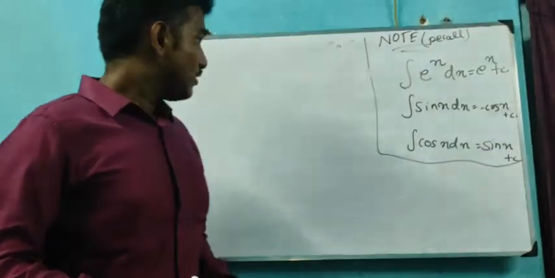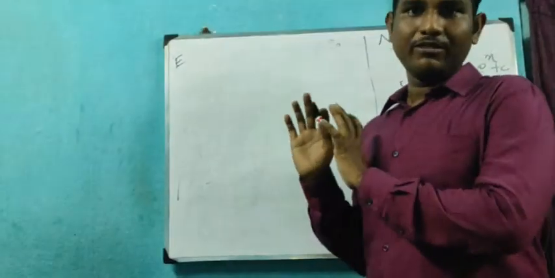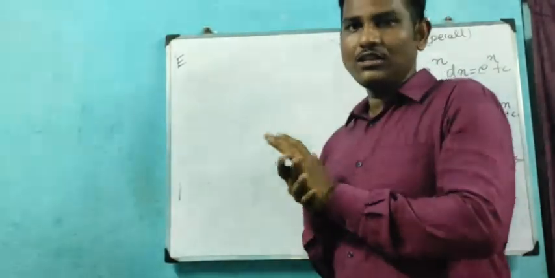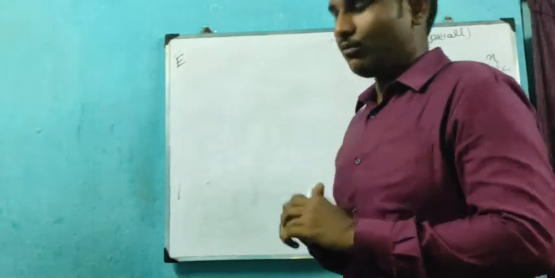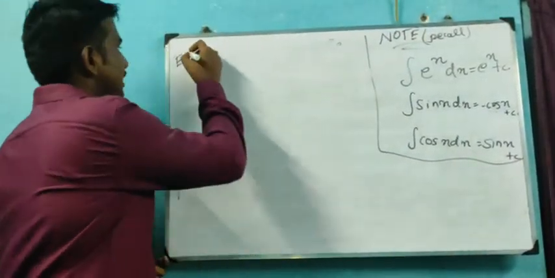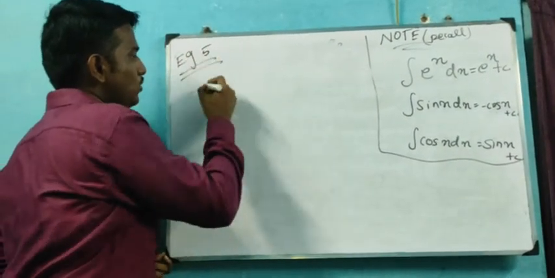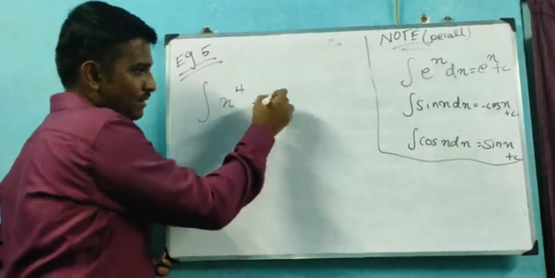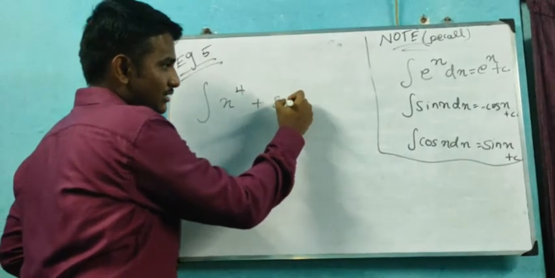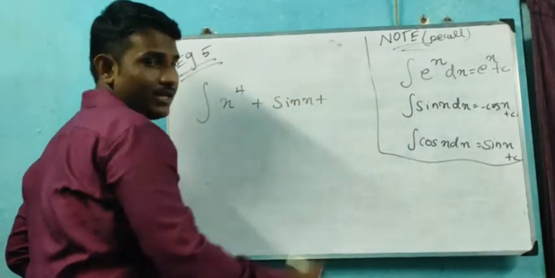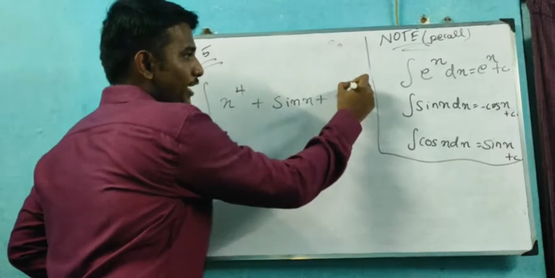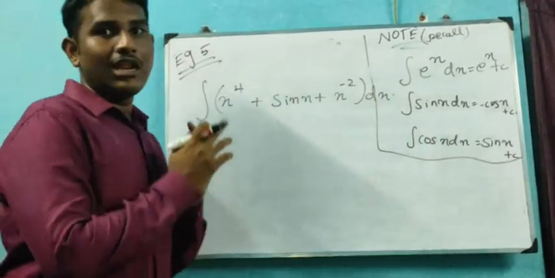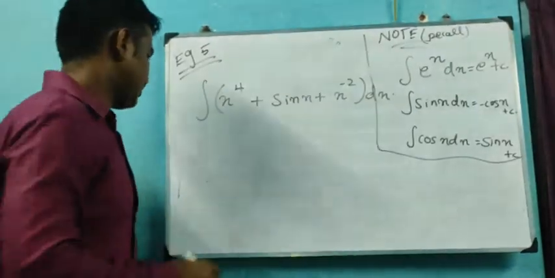Action. So these are the very basic formulas, and we have used those formulas here. Let me do one more very important problem. Example number 5: integration of (x power 4 plus sin x plus x power minus 2) whole multiplied by dx. This is the last and final problem for this class.